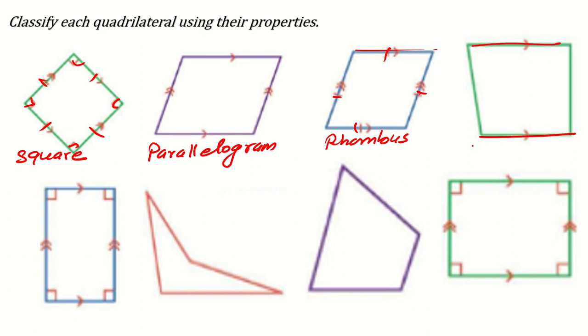Now, next can be only just one pair of sides is parallel. That's all. So, we will take it as a trapezoid. Sometimes it is also called trapezium. Okay. Now, all internal angles are 90 degrees. So, maybe it will be a rectangle, maybe it will be a square. So, all the four sides are not given to be equal. So, it will be taken as a rectangle.